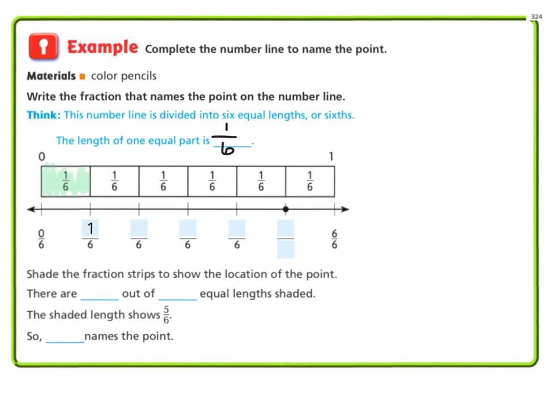1/6, 2/6, 3/6, 4/6, 5/6. So there are 5 out of 6 equal lengths shaded. So this shaded length shows 5/6. So that means that 5/6 names the point.